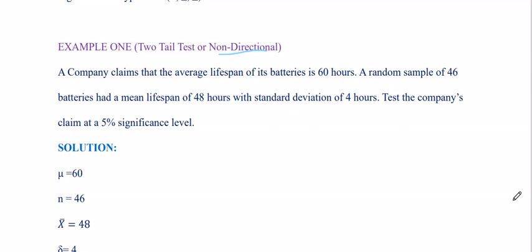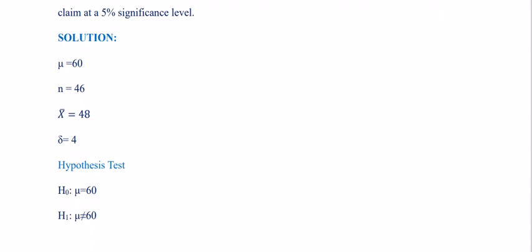Now, before you start solving the problem, you have to extract all the information that was given to us. So our population mean is 60, our sample size is 46, as you can see in the question, for easier computation, then our sample mean is 40 with a standard deviation of 4. Now the first thing to do when you are dealing with a hypothesis question is to first of all set the hypothesis. So this is our hypothesis now.